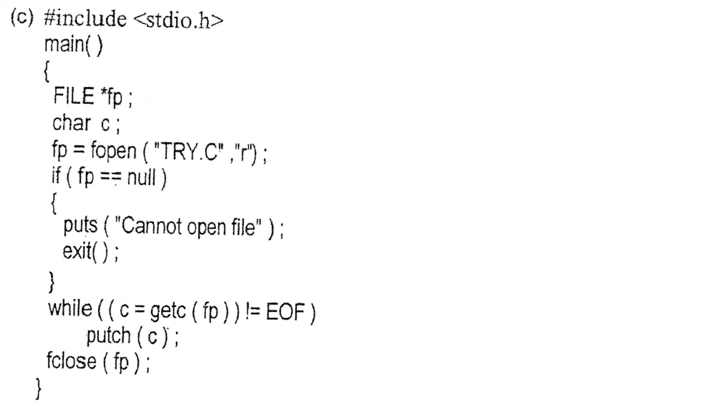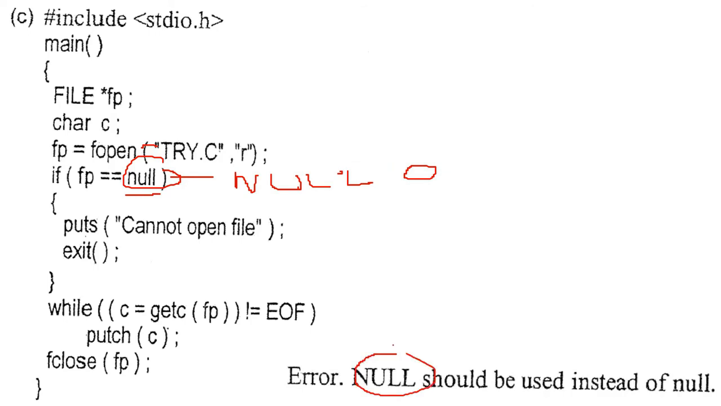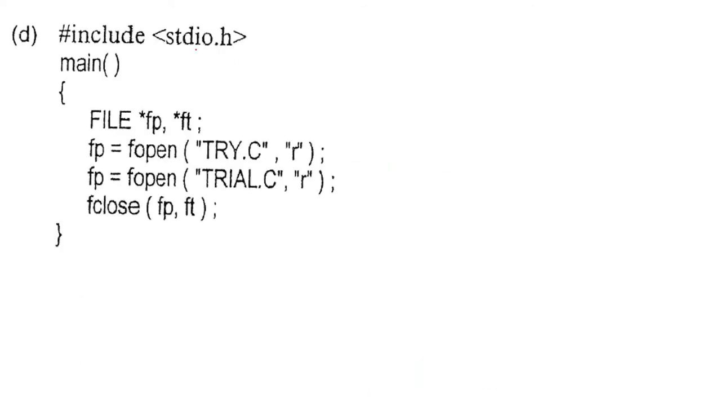Okay, everything is fine. Only you need to use the capital NULL, because this is a macro, and NULL means this has been defined as 0. So capital NULL should be used. Then stdio.h, try C, trial.c, RR.